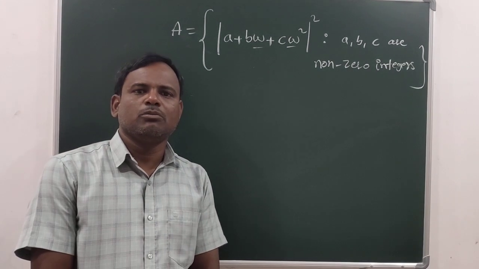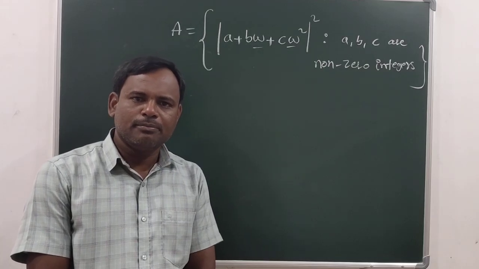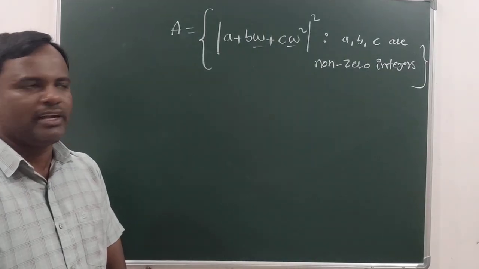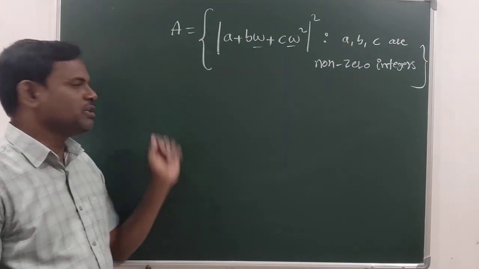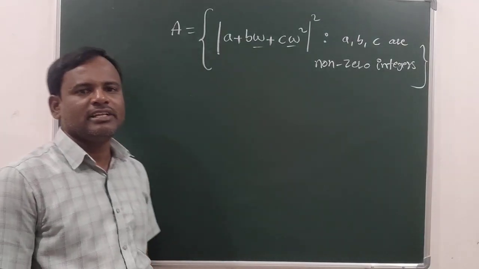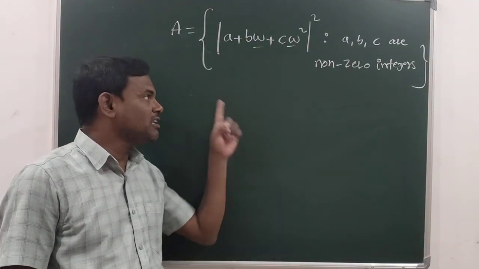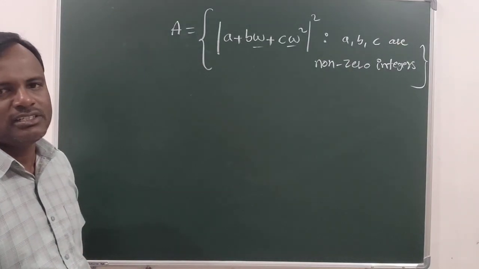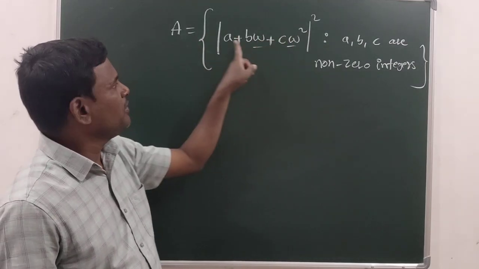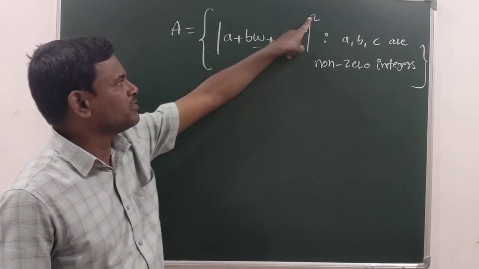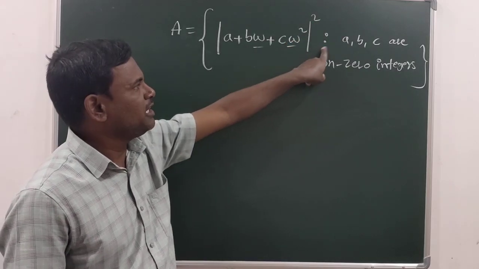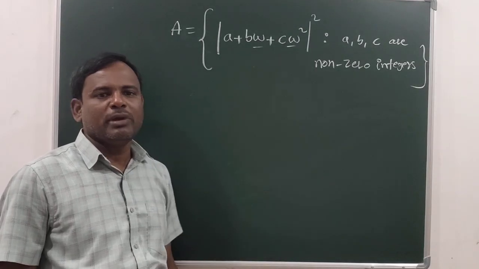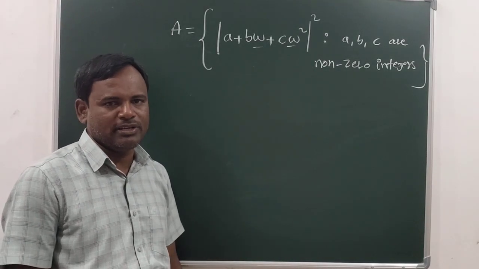In this class, I am going to explain one problem from complex numbers which was given in JEE Advanced 2019 Paper 1. They gave one set in set builder form and they are asking us to find the minimum value of this set: the modulus of a plus b omega plus c omega square, whole square, such that a, b, c are non-zero integers and omega is a complex cube root of unity.